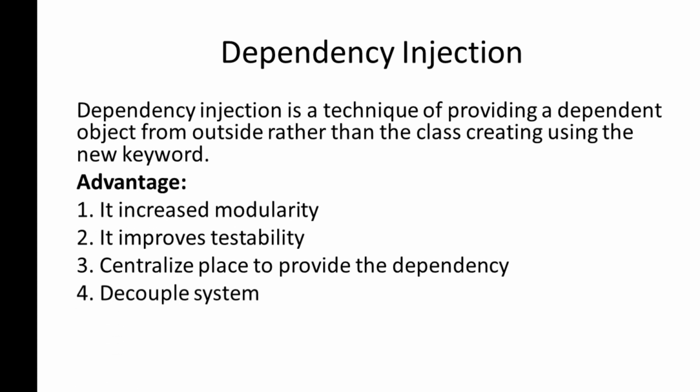The next one is the decoupled system. As we are using dependency injection and the dependency is provided from outside of the system, it will be loosely coupled.